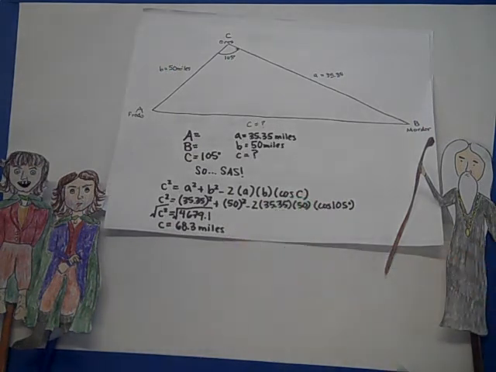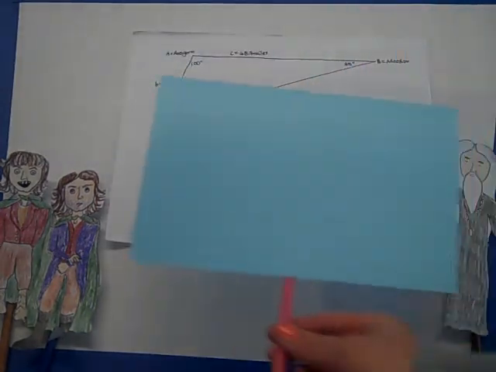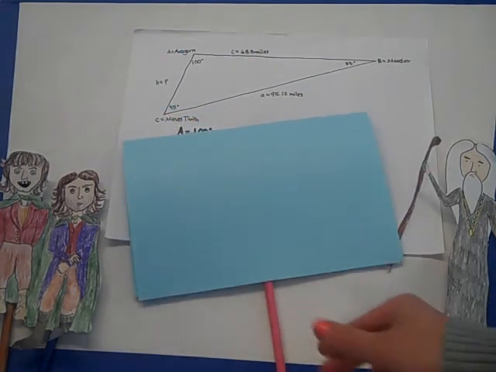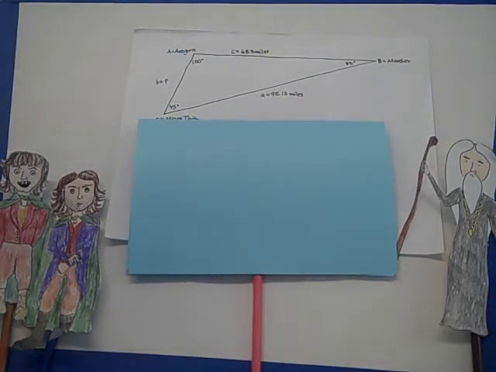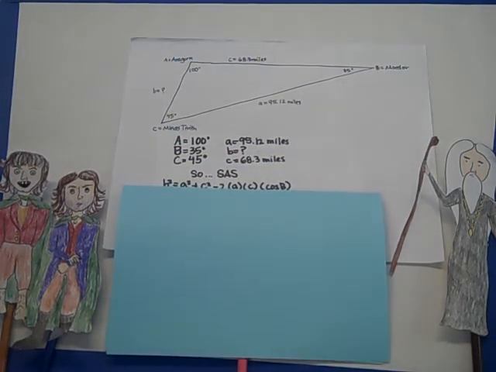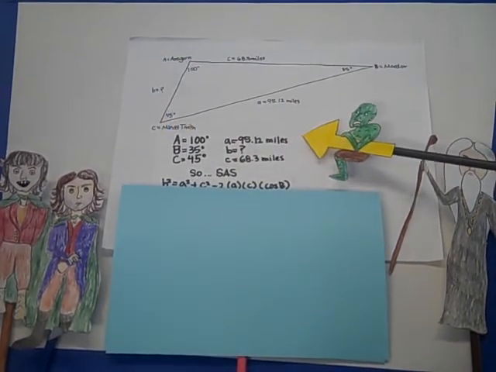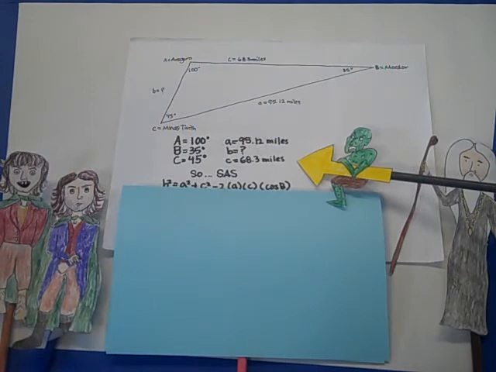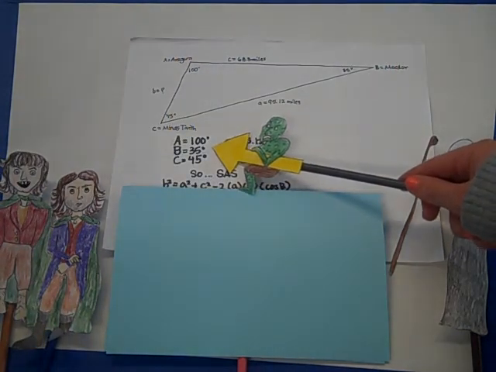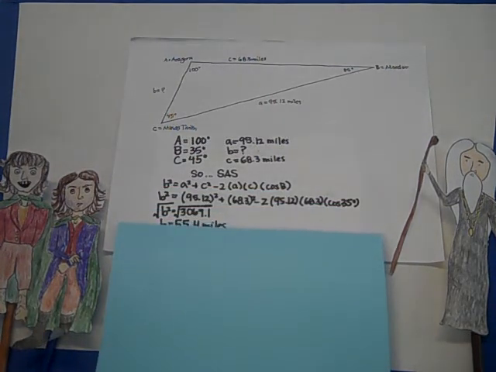Now that we know the distance from your position to Mordor, Aragorn, we can find how far it is to Minas Tirith by setting up another side angle side problem. For this problem, we need to find b. We will set the equation equal to b squared, as in b squared equals a squared plus c squared minus 2ac cosine b. Since value a is 95.12 miles, value c is 68.3 miles, and angle b is 35 degrees, we can discern that the distance between you and Minas Tirith is 55.4 miles.